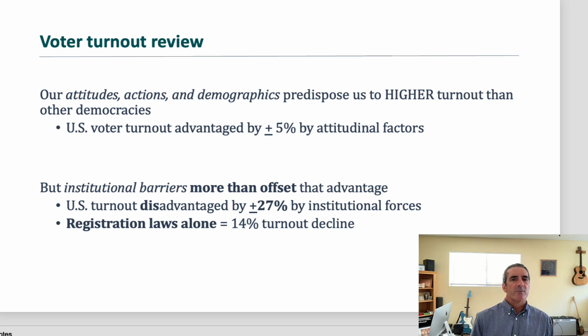There's about a 27 percentage point disadvantage imposed on voter turnout by the combination of institutional procedural requirements we have. Registration laws alone in the United States account for about a 14 percentage point decline in voter turnout in the U.S. compared to other countries that have less burdensome registration requirements.